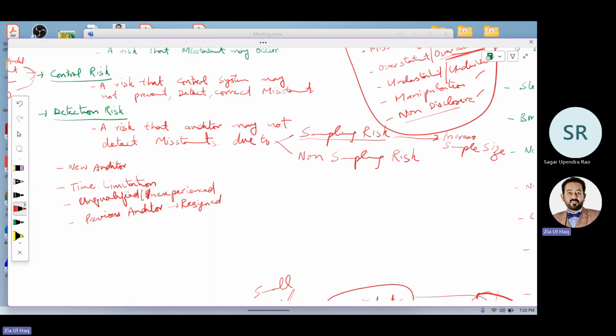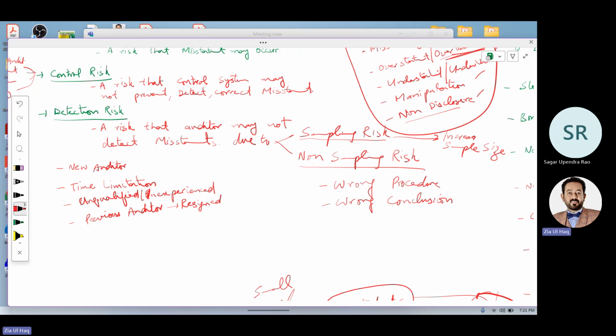What is non-sampling risk? Suppose an auditor is testing 100% of transactions, but is unable to detect misstatement due to wrong procedures or wrong conclusions. This means he is not performing the correct procedure to test an account balance. Why? He is inexperienced, he is lacking knowledge, he is not qualified. Or he is performing the procedure accurately, but making a wrong conclusion.